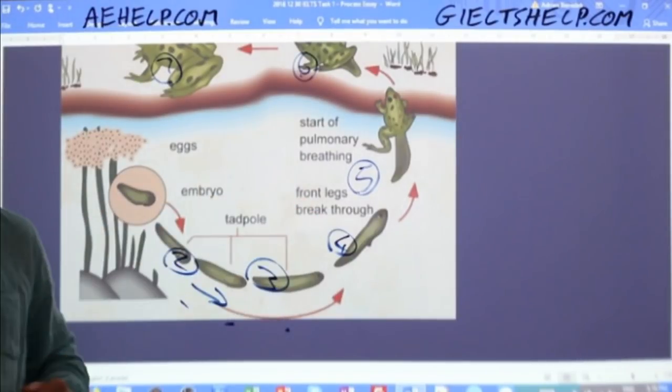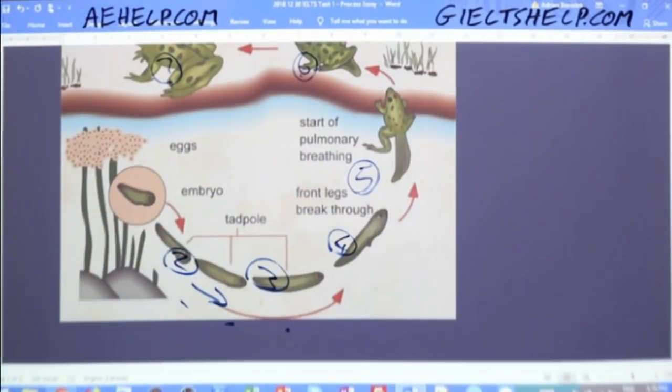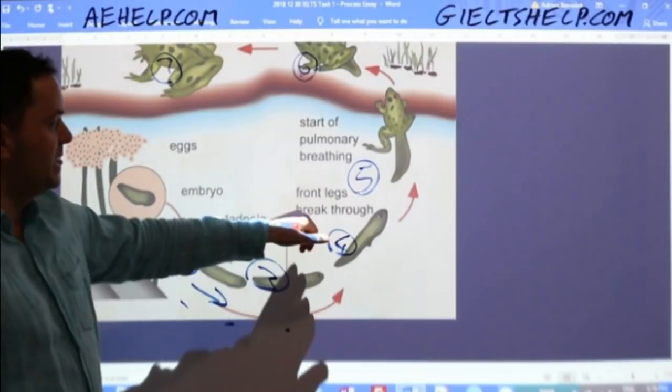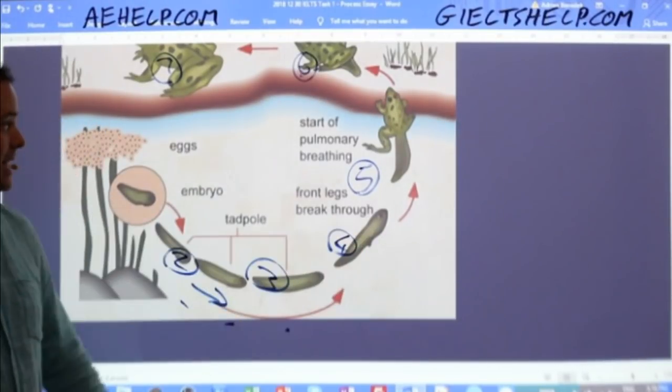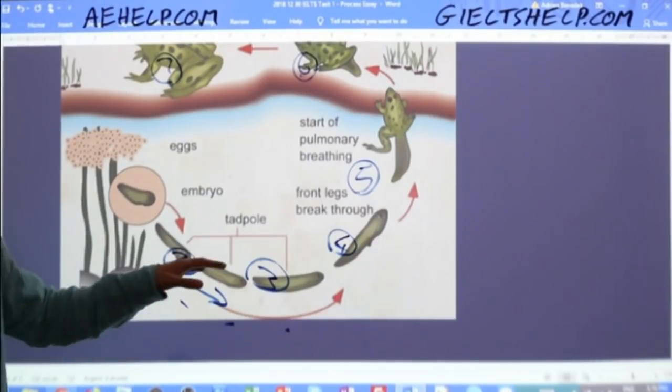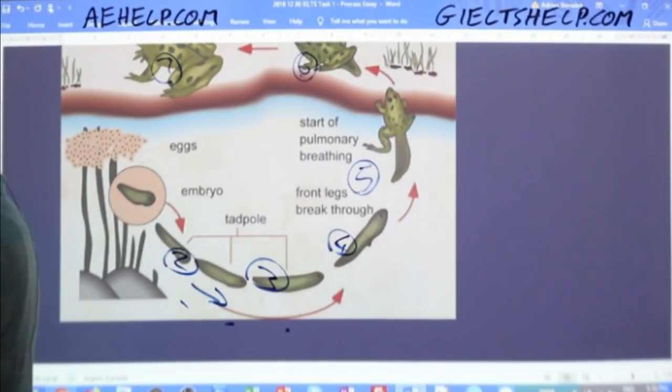Let's go to number 4, okay? Let's jump right into step number 4. Go ahead, students. Write your comment for step number 4. Here, the front legs break through. It's still a tadpole by the look of things. You can clearly see, I don't know if you can see that. Let me zoom in a bit more.